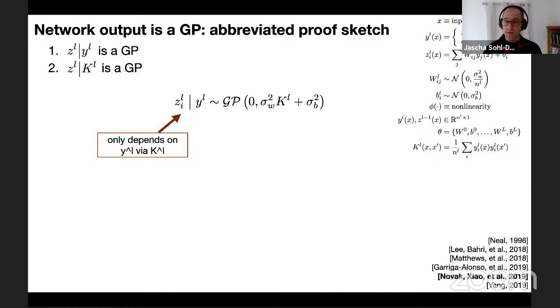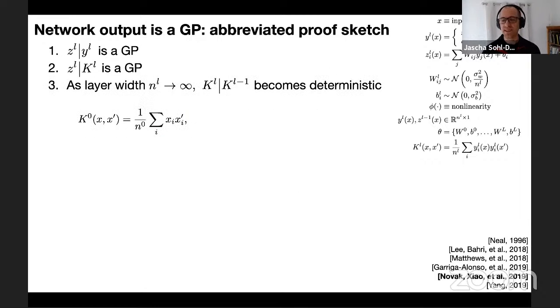So we just showed that ZL given YL is a Gaussian process. We can observe from the formula that ZL only depends on YL through its second moment matrix KL. Because of this, we can just as readily say that ZL is a Gaussian process conditioned on the second moment matrix KL rather than conditioned on YL. Just for reference, you can see that I've added the equation for the second moment matrix on the right. And so ZL given KL is described by the same GP.